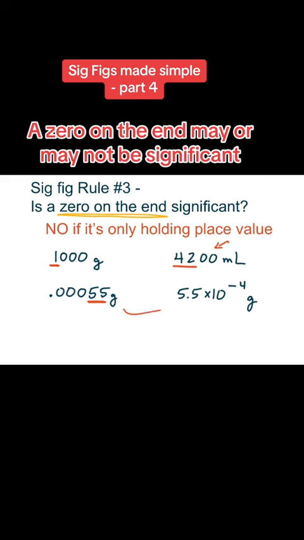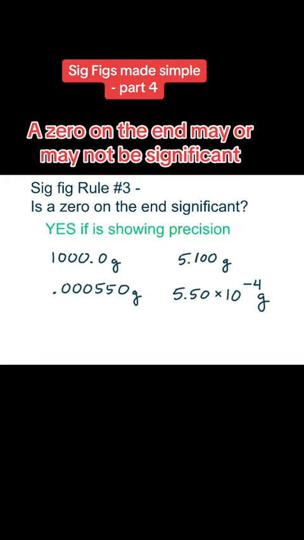If I were to write this number in scientific notation, I would get this. And remember, in scientific notation, the sig figs must match. So what is this right here? All those place holding zeros that are not significant, they just pile up in the exponent. So scientific notation is a great way to show sig figs.